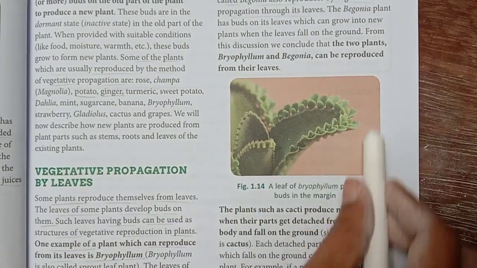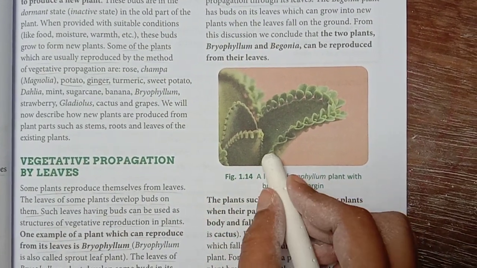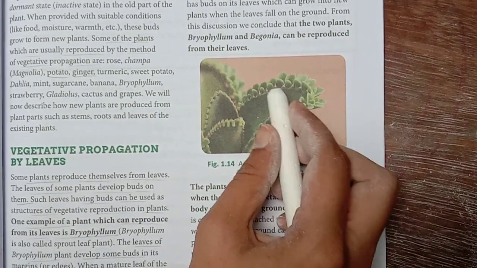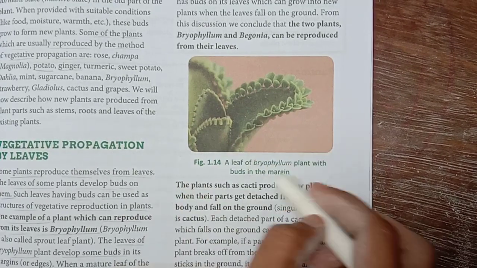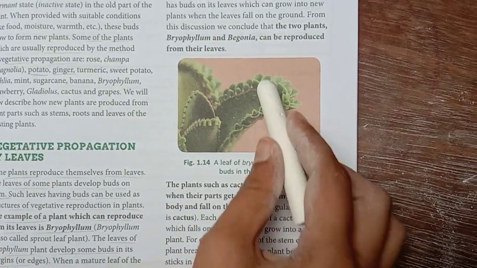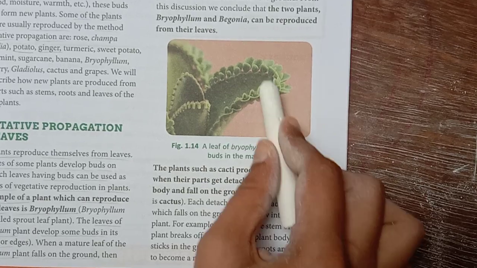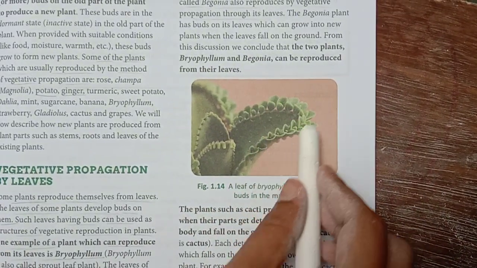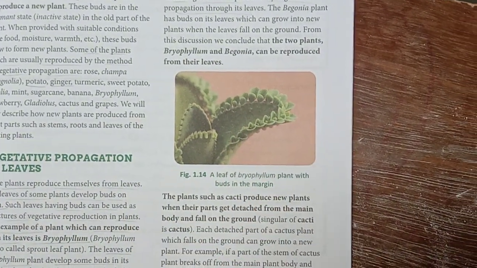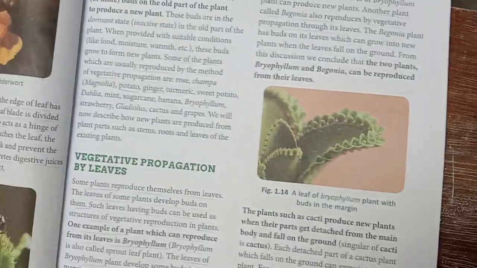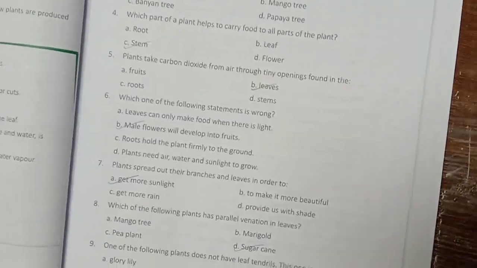We can see this is a bryophyllum plant. See here at the margin we can see the buds are present. If we take out these buds and plant them, from each of these buds a new plant can arise. So this is vegetative propagation by leaf. Now there is another plant which is called begonia. From there also you can see this type of vegetative reproduction. Now this is all for this chapter, and let us move to the objective type questions.